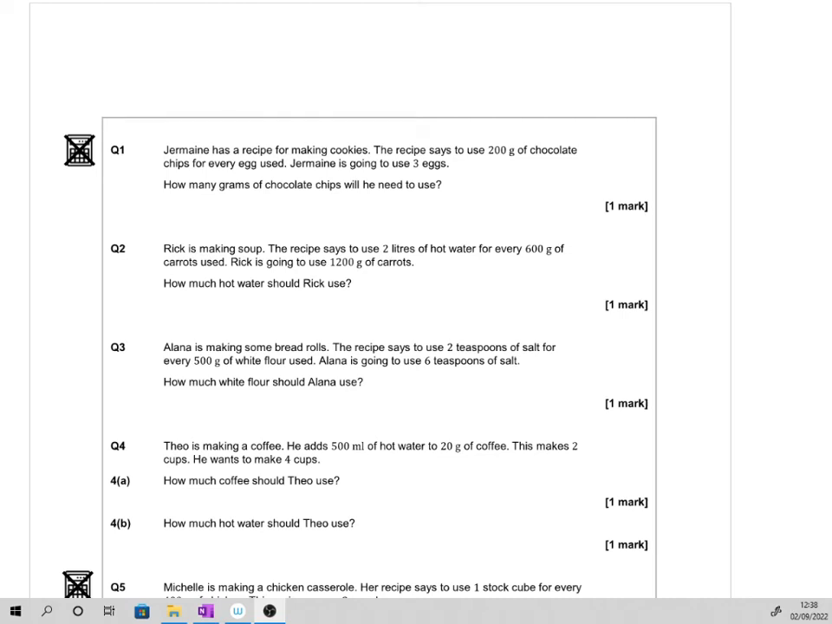Right, okay, here's another one. This one is proportion. Not sure how long this one is, but there's a lot of words in these questions, so let's see what we can do with these.